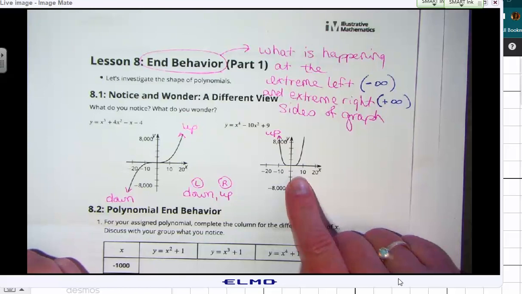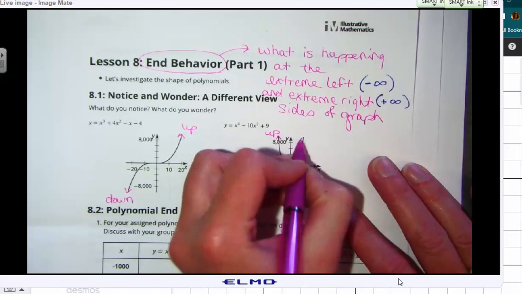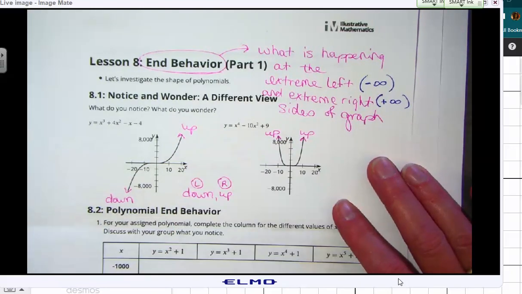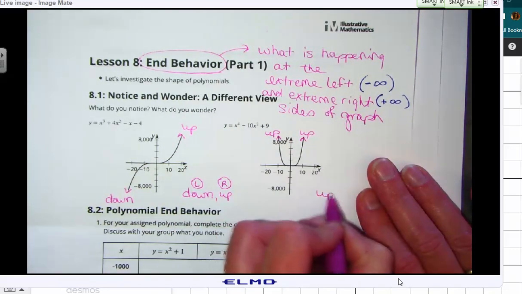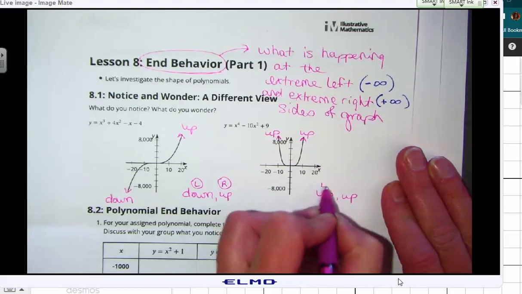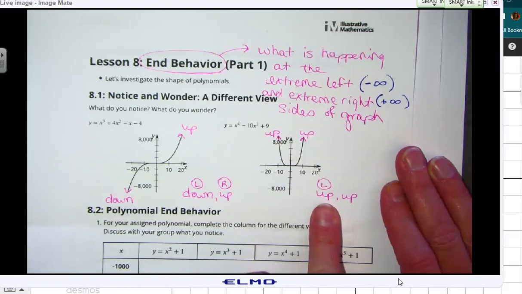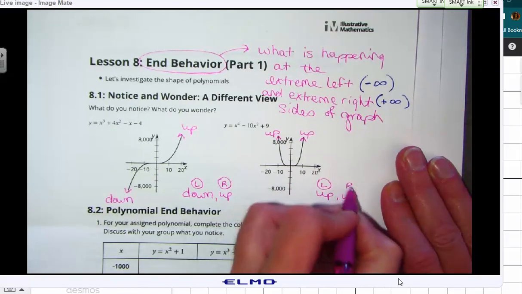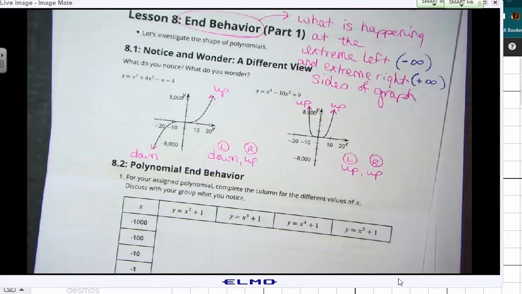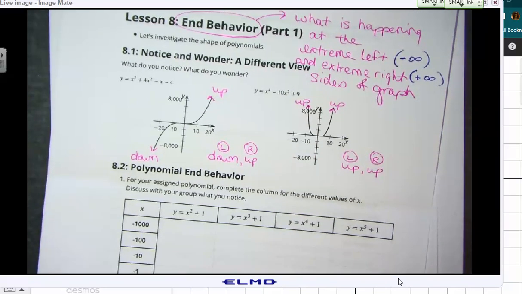This one has up, up end behavior. Both sides of this graph are up. So we would call that up, up end behavior. We always think what's happening on the left first, and then what's happening on the right. Just like reading, it's like reading from left to right to see what's going on there.